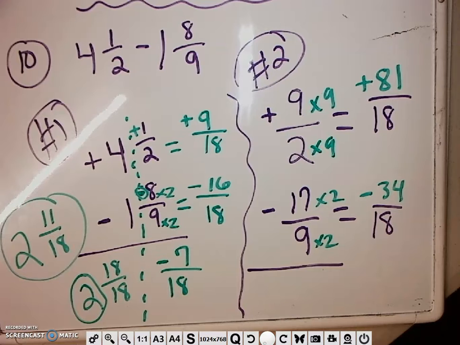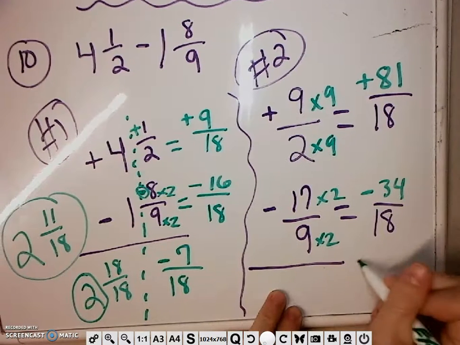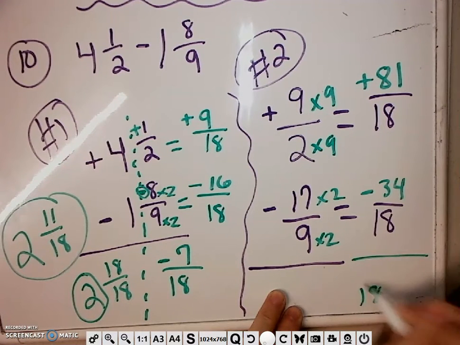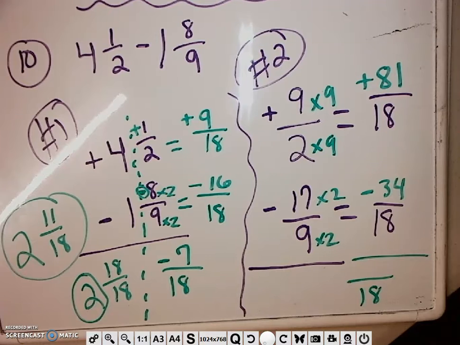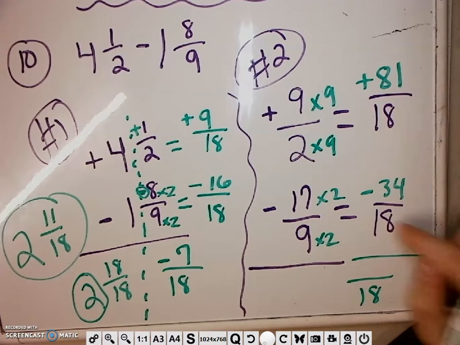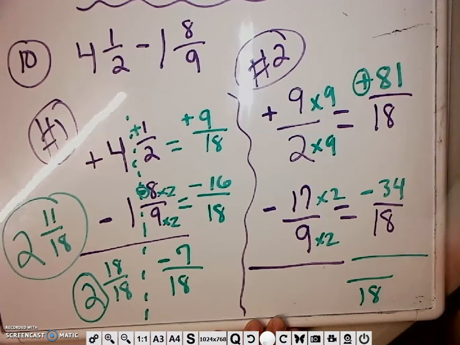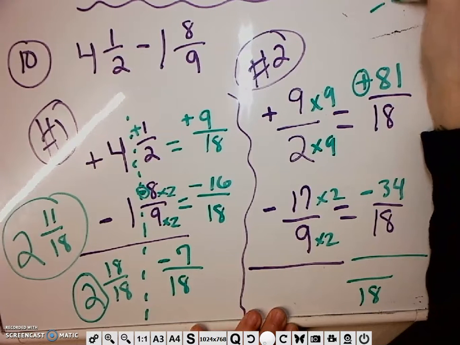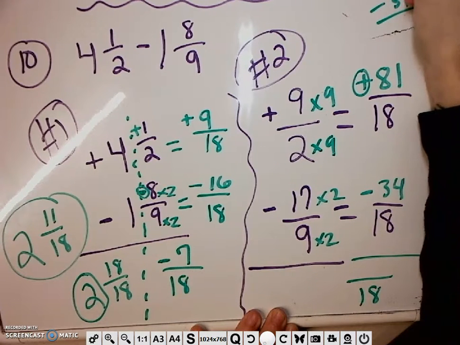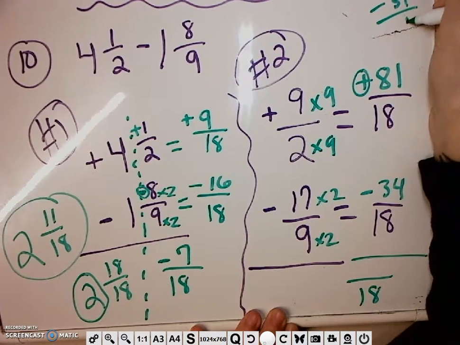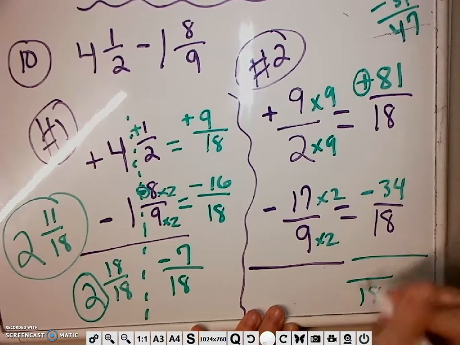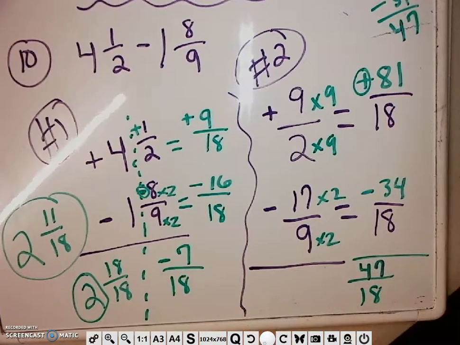Okay? Common denominator, I write 18. And then I have positive 81, take away 34. My answer is going to be positive. 81 minus 34 gives me what? Let me do that up here. 81 minus 34: 11 minus 4 is 7, 7 minus 3 is 4, so I get 47/18.